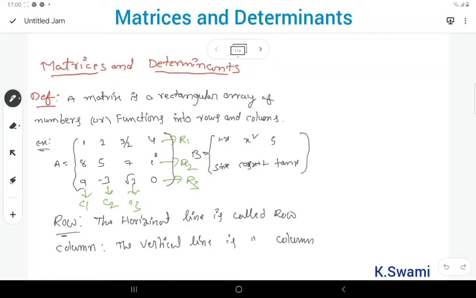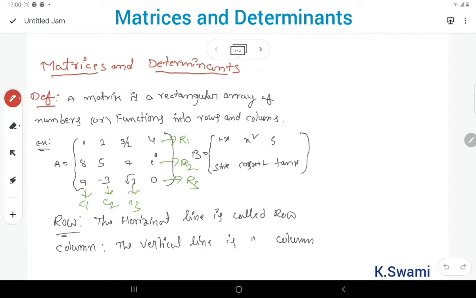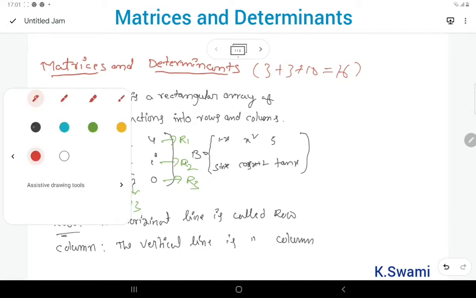Today we discuss Diploma First Semester Mathematics, Matrices and Determinants. This chapter contains 3 plus 3 plus 10, so totally 16 marks. Okay, so very important chapter. So what is the matrix?